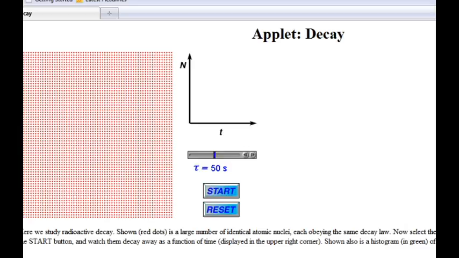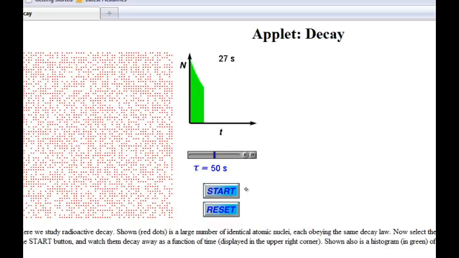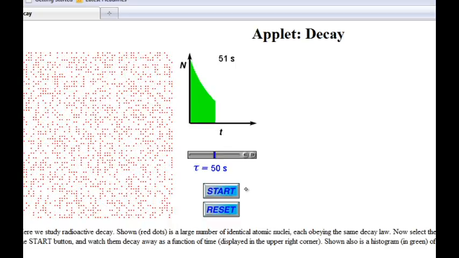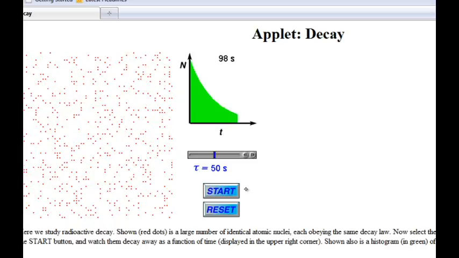This is a little animation showing what we mean by half-life or rate of radioactive decay. Here, the red dots show a large number of identical atomic nuclei that all obey the same decay law. Let's start this to show how these nuclei undergo radioactive decay. I've started it, and you can see as the red dots disappear, it's indicating that those particular atoms have undergone radioactive decay.